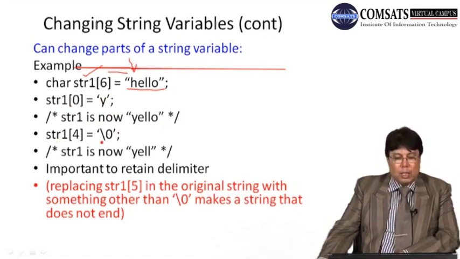Okay, similarly, string 1 of 4 is equal to \0. आप ये भी कर सकते हैं 0 1 2 3 4. इस o की जगह पर आप यहाँ पर \0 copy कर दें with the help of this statement. What will happen? It will terminate here. If it terminates here, then this yellow becomes yell.